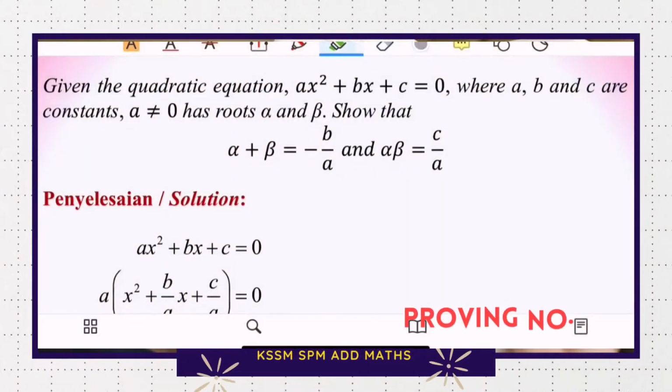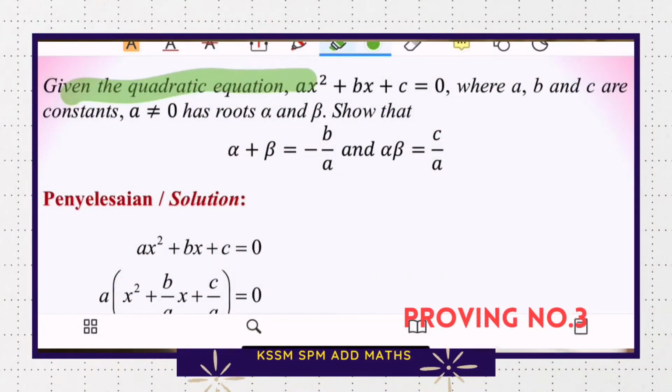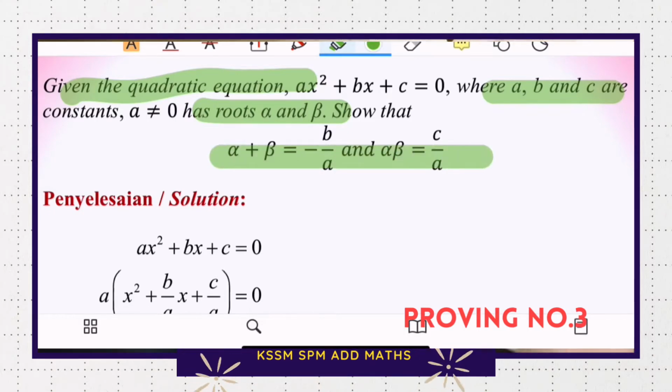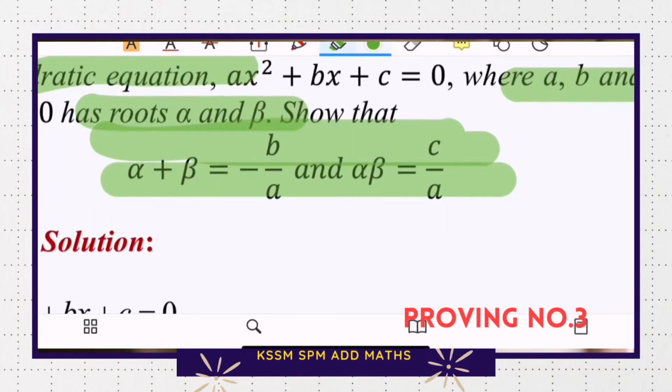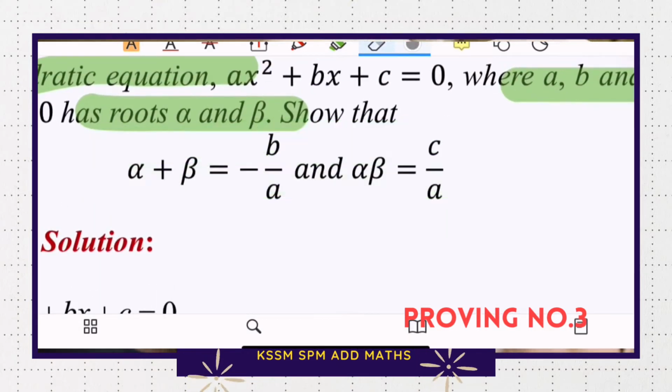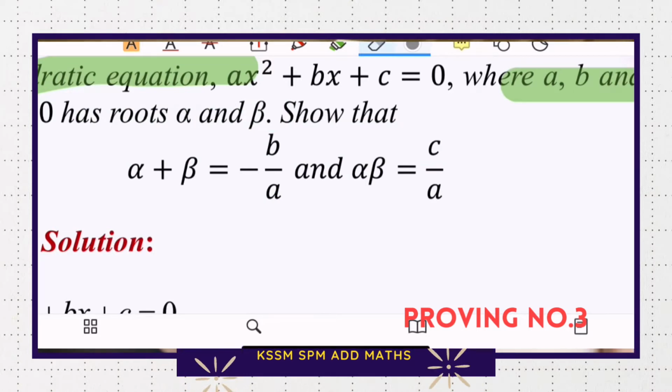Given the quadratic equation ax squared plus bx plus c, where a, b, c are constants, has the roots alpha and beta, show that alpha plus beta is negative b over a and alpha beta is equal to c over a. So we need to show this one, we need to prove alpha plus beta equal to negative b over a and alpha beta is equal to c over a.